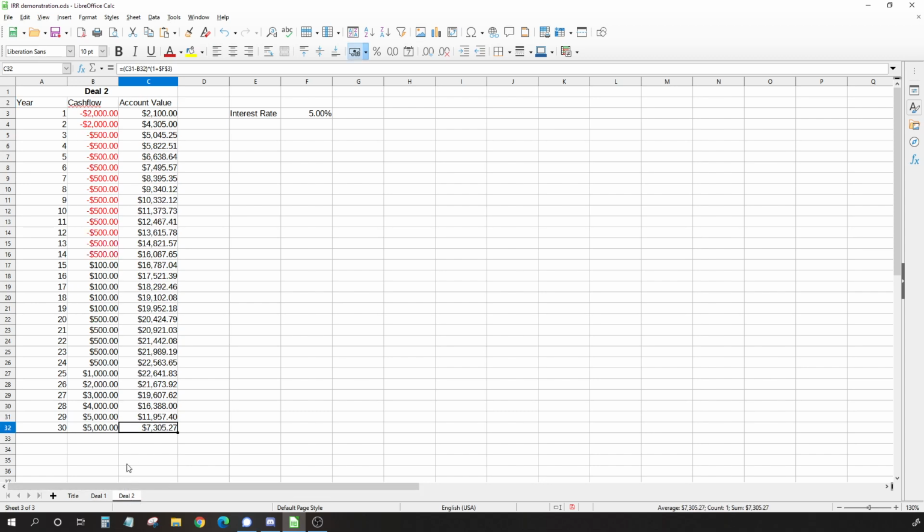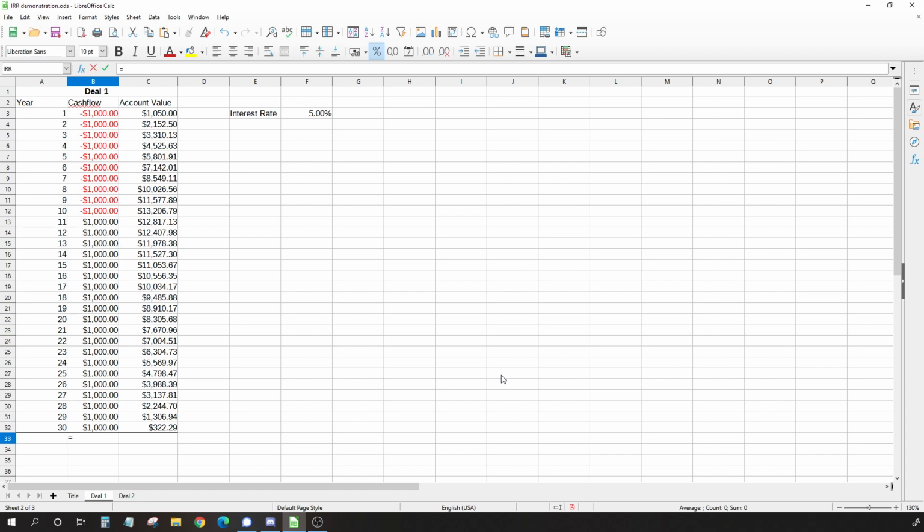But it's hard to know precisely how to express this. Ideally, we could find the exact interest rate that makes this account value come to 0. And if we did that, then we would know exactly what rate of return you're getting. So the way to do this is to calculate the IRR.